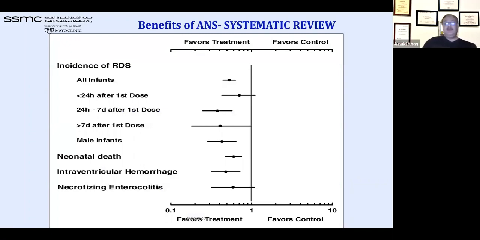So I will not stay much on this slide. Before, we had discussed already that antenatal steroids are very important, and it helps not only in the RDS and development in the lung, but also in the neonatal death, intraventricular hemorrhage, and NEC. The NEC, of course, is crossing the line of confidence interval, but the trend is toward preventing the NEC and favors the treatment. So we should give the antenatal steroids to all those mothers.